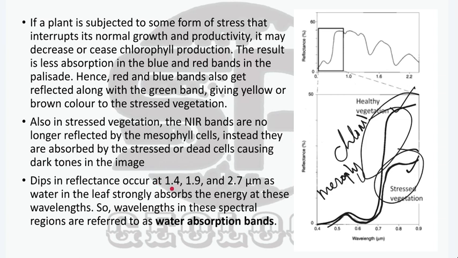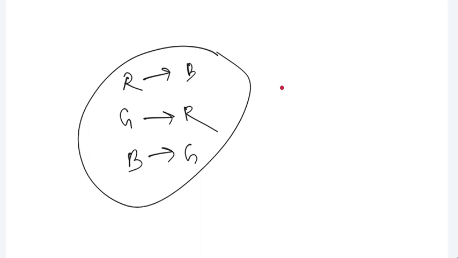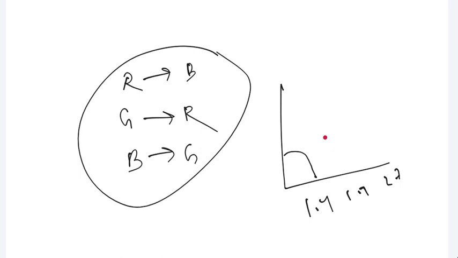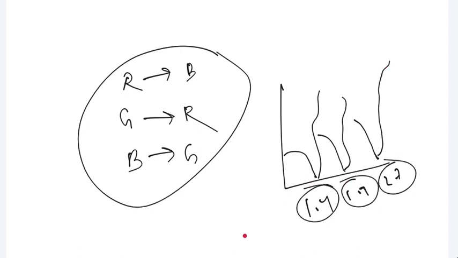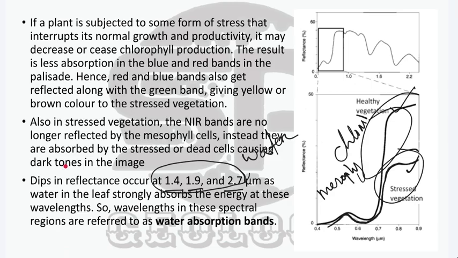Now see, dips in reflectance occur at 1.4, 1.9 and 2.7 micrometers. Why? Because of the presence of water in the leaves. So these are called water absorption bands. What happens when you plot the reflectance? You will observe a certain dip, then again a rise in reflectance. These are water absorption bands. The incident energy is absorbed by the water present in the leaves.